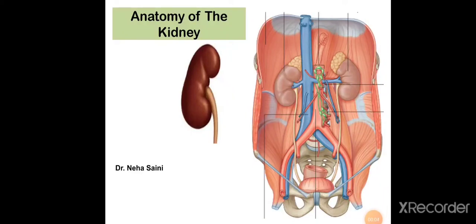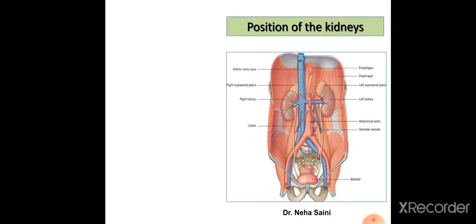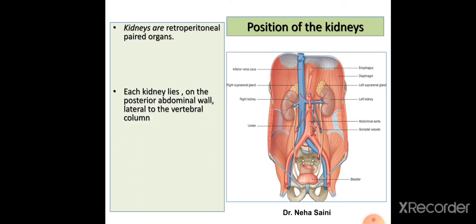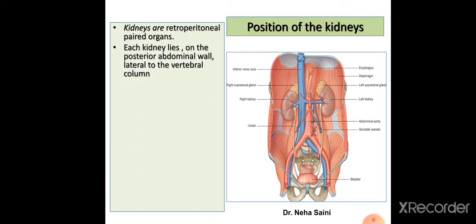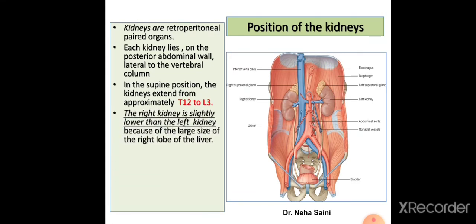Here I discuss the anatomy of the kidney. First, we come to the position of the kidneys. Kidneys are retroperitoneal paired organs. Retroperitoneal means they are lying behind the peritoneum, and each kidney lies on the posterior abdominal wall lateral to the vertebral column. In the supine position, their vertebral level is from T12 to L3.